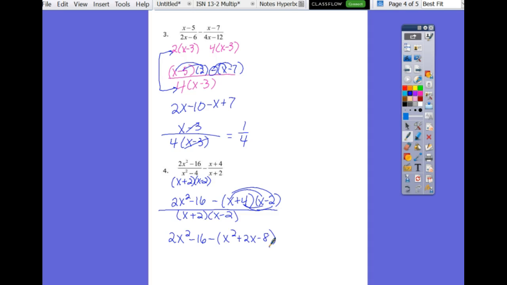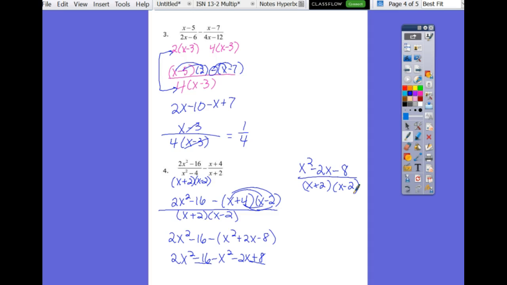So once I do that, now what do I do with the minus sign? I have to distribute. So I'm going to have 2x squared minus 16 minus x squared minus 2x plus 8. So now what happens? I have 2x squared minus x squared gives me x squared minus 2x, and then the negative 16 plus 8 gives me minus 8. And this is all over x plus 2 and x minus 2.